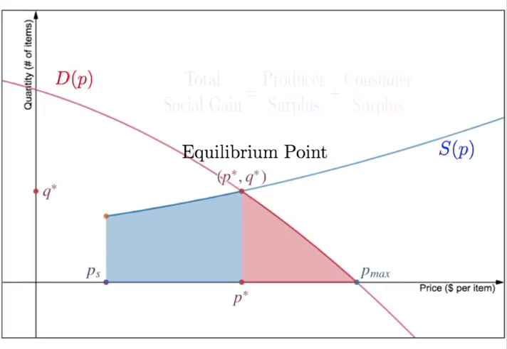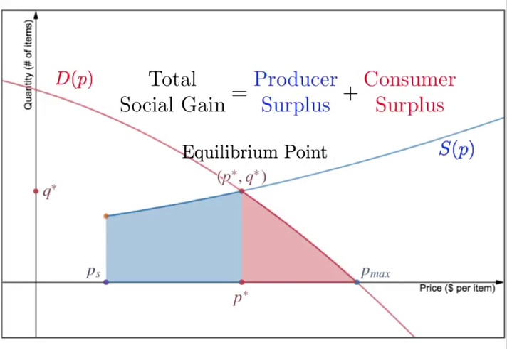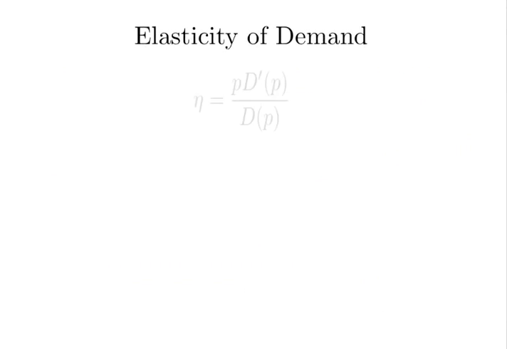Next, you can calculate the total social gain. This is equal to the producer surplus, which is the blue regions, plus the consumer surplus, which is the red regions. And lastly, we want to talk about elasticity of demand.